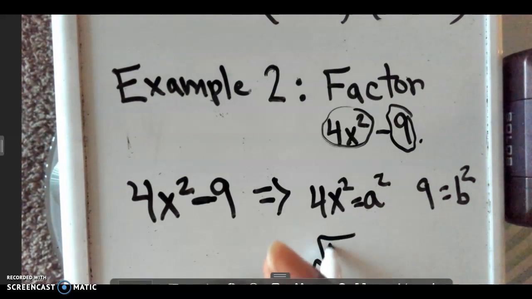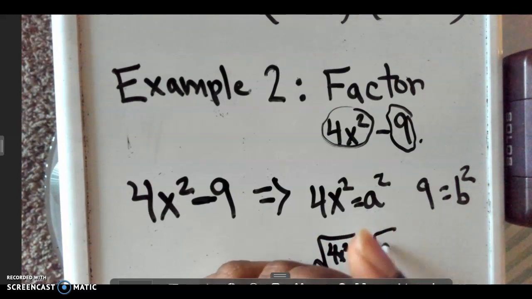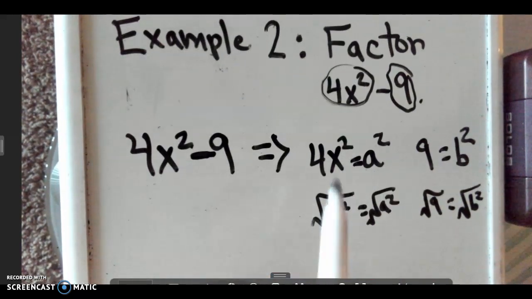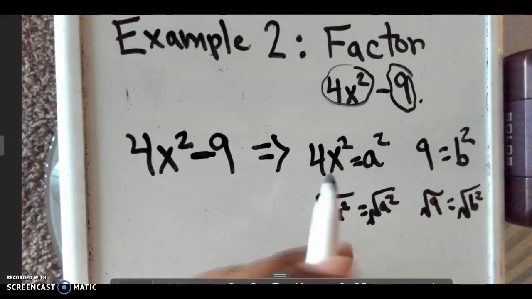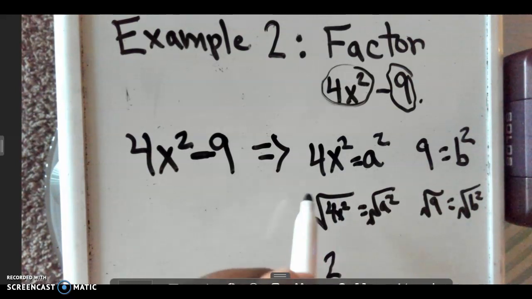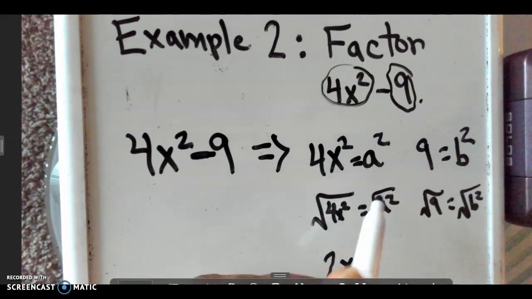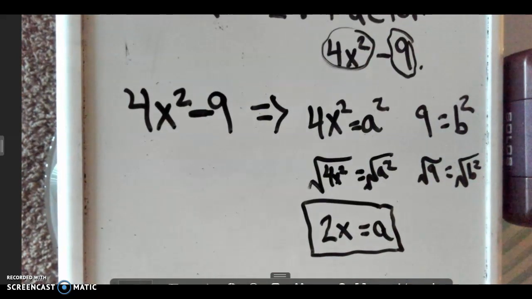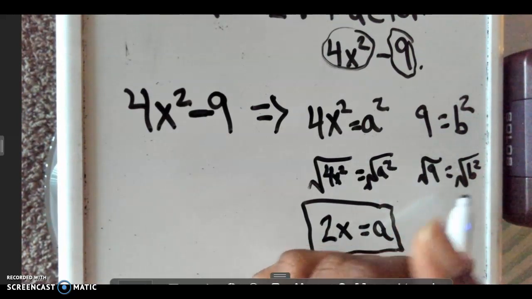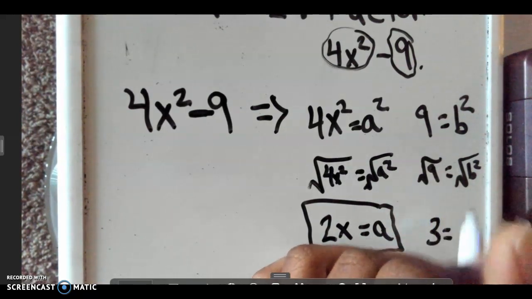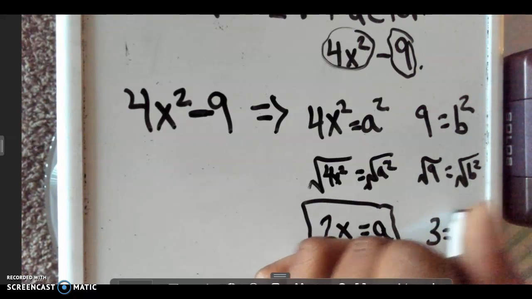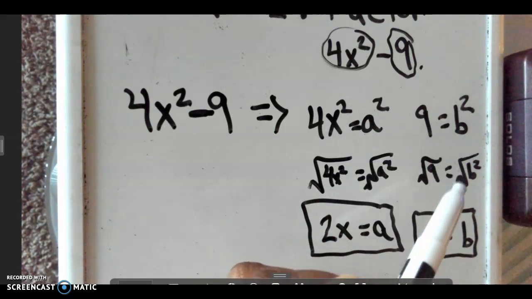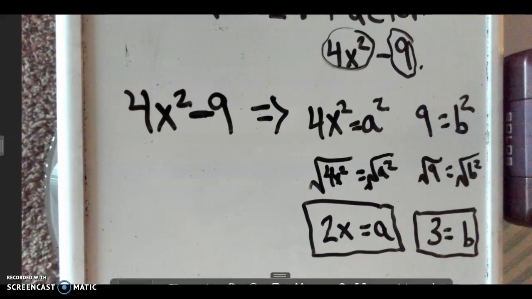Then we're going to take the square root of both sides. So the square root of 4x squared, well, the square root of 4 is 2. And then the square root of x squared is x. The square root of a squared is a. So our a is going to be 2x in our formula. Moving on to the second one, the square root of 9 is 3. And the square root of b squared is b. I'm sorry, I think I said b earlier. The square root of 9 is 3. And the square root of b squared is b, just in case I said it incorrectly.